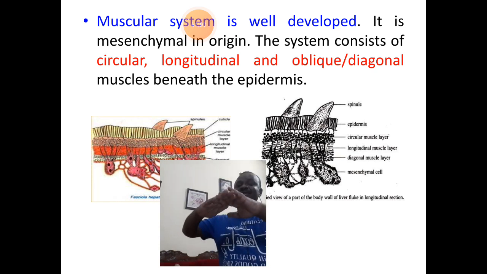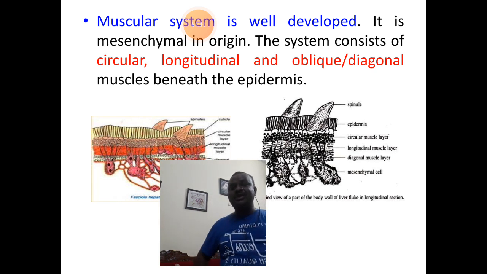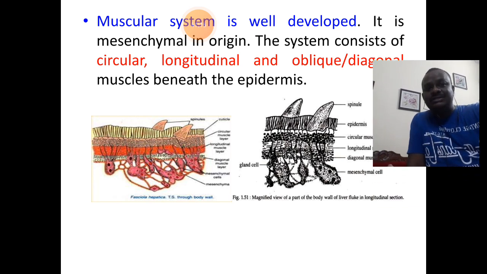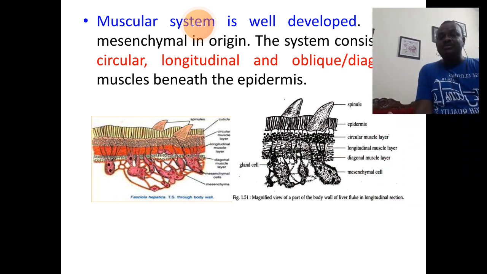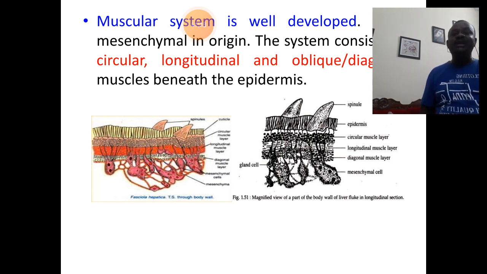So these muscles are present below the region of epidermis, that you can see in the diagram down here. So you have the structure of epidermis, and below it contains the muscles of three types: circular, longitudinal, oblique or diagonal muscles.